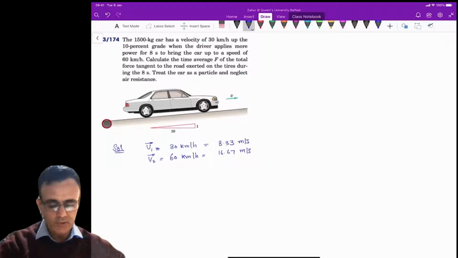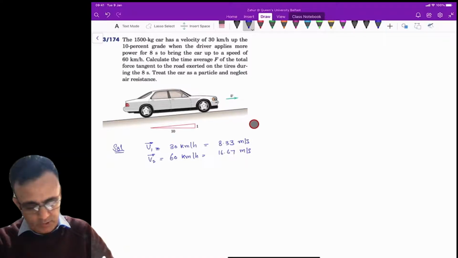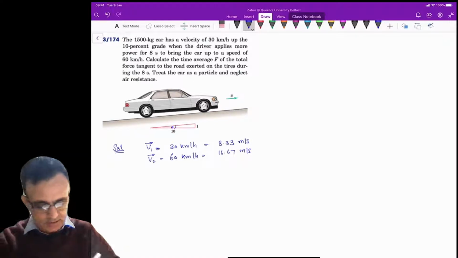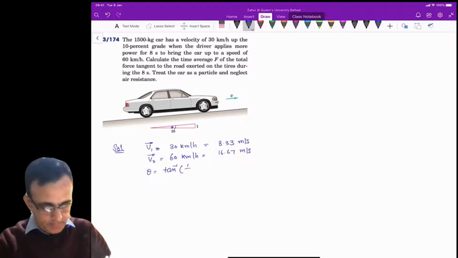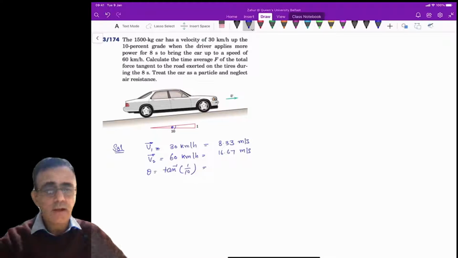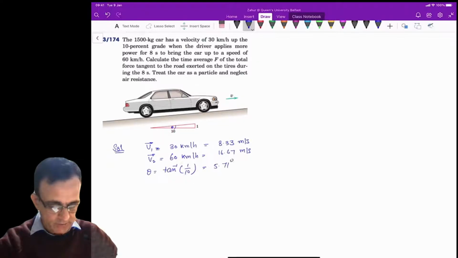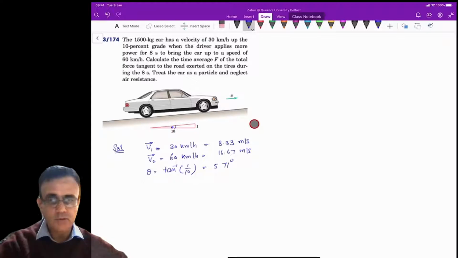So if you go 10 units in the x direction, you are going 1 unit in the y direction. So this is the slope of the road which is given here. This means that from here we can calculate the angle. If you want to calculate this angle theta, for example, then theta will just become tangent inverse of 1 divided by 10, and this will become something like 5.71 degrees. You can calculate the actual angle associated with this road here.